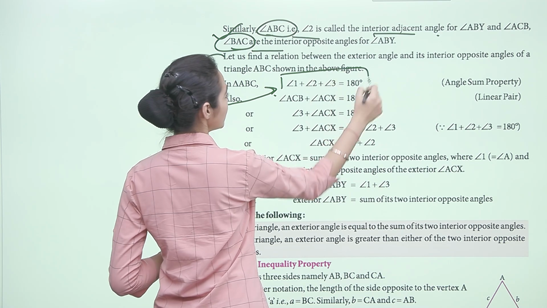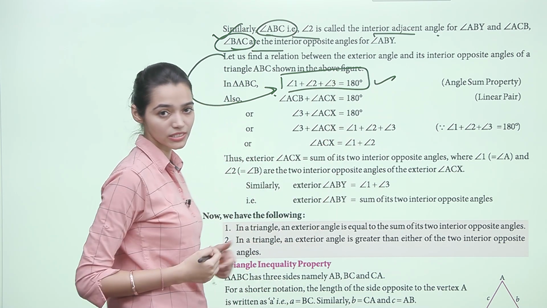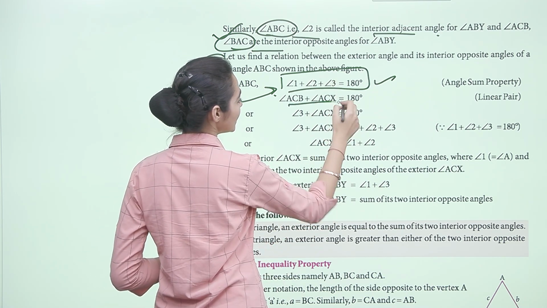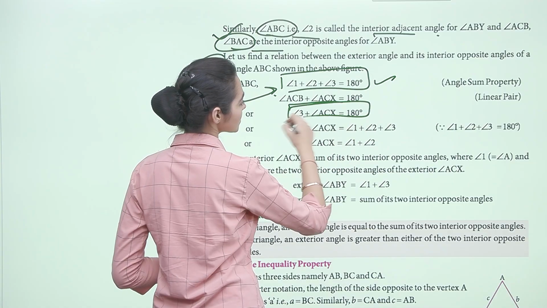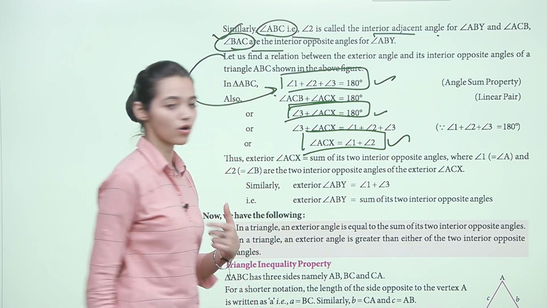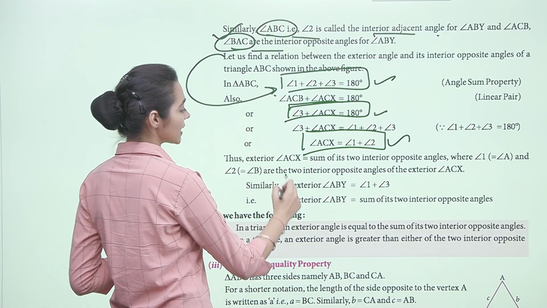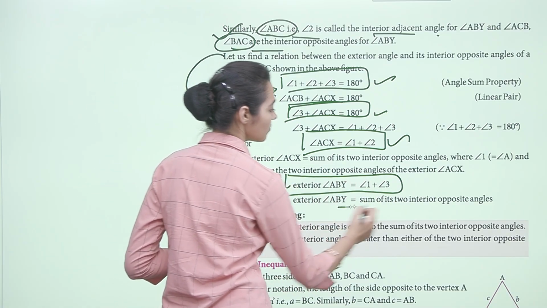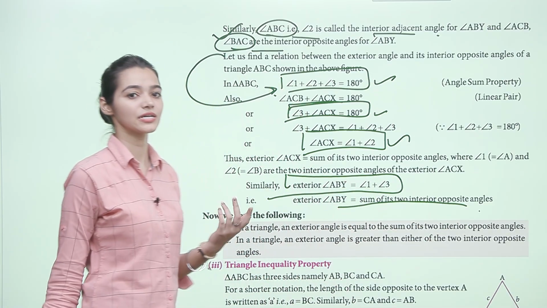Now let us find a relation between the exterior and the interior angles of a triangle. So angle 1, 2 and 3 by the angle sum property equals 180 degrees. Now we know that by linear pair, angle 3 plus angle ACX is equal to 180 degrees. So that means angle ACX is equal to angle 1 plus angle 2. That means the exterior angle is equal to the sum of its two interior opposite angles.